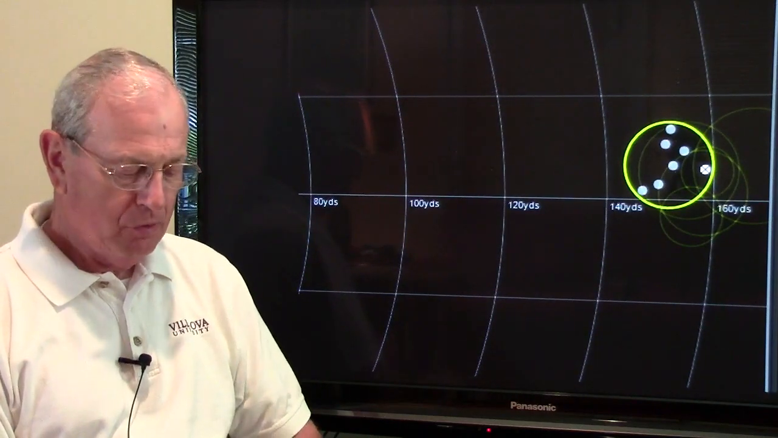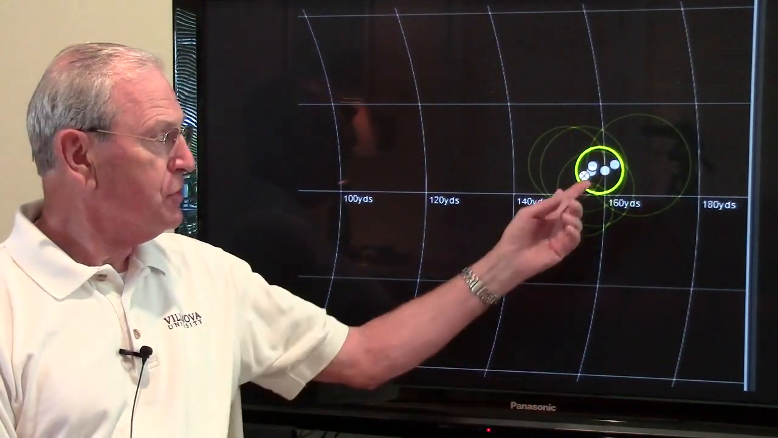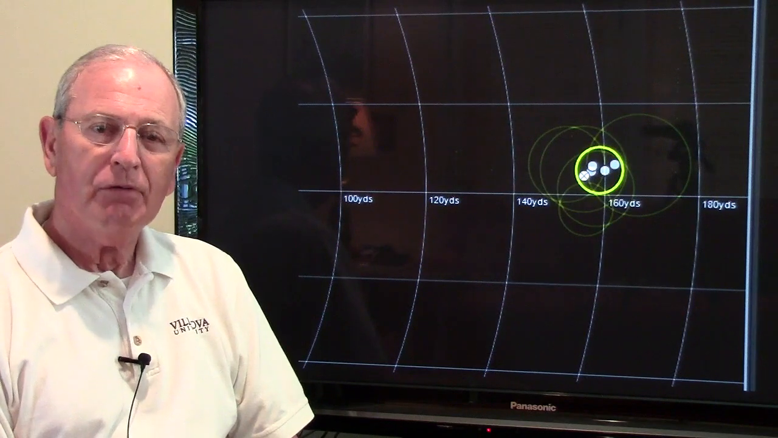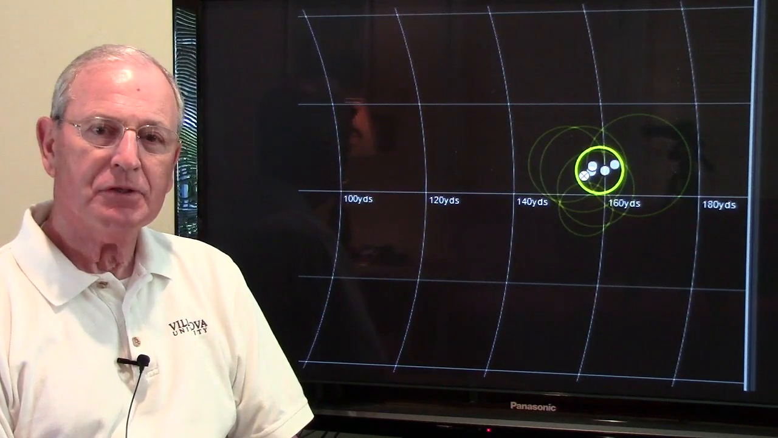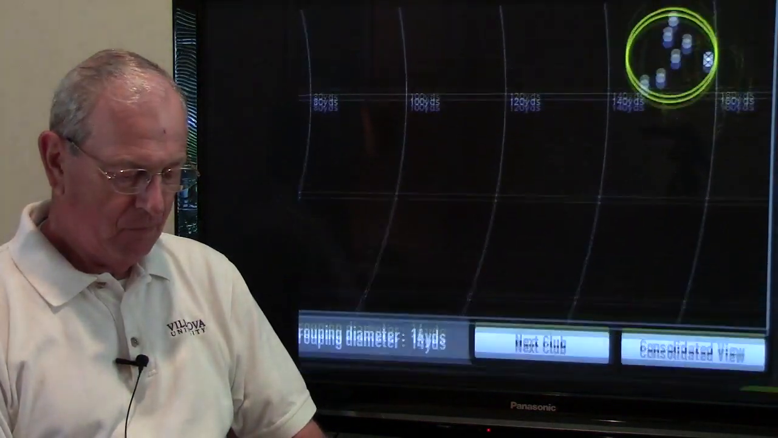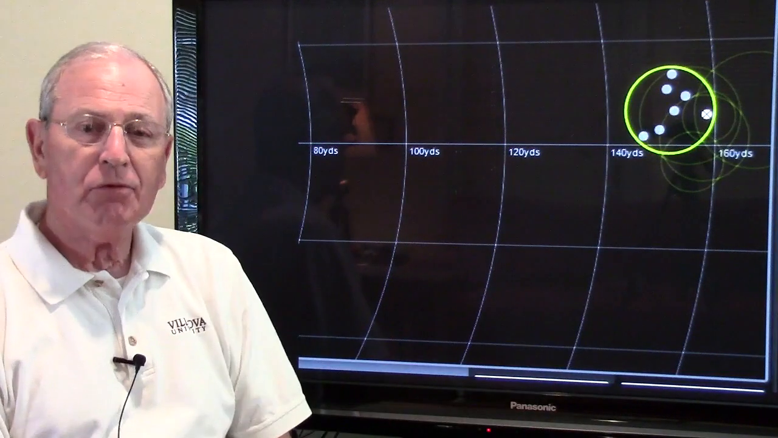So we went to the Nippon Modus, and as you can see, the diameter of that particular landing area is considerably smaller. Also, just going back a little bit to the KBS Tour, you can notice that the pattern is rather scattered.